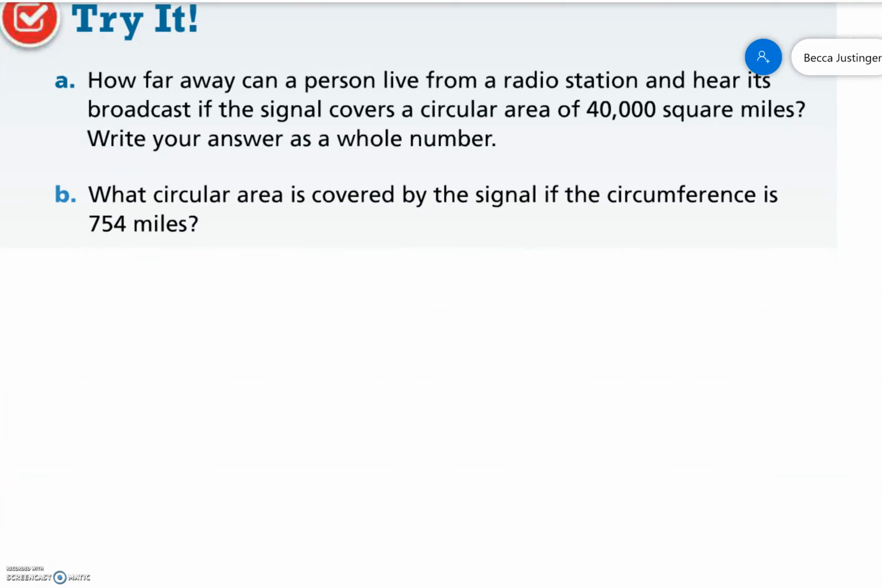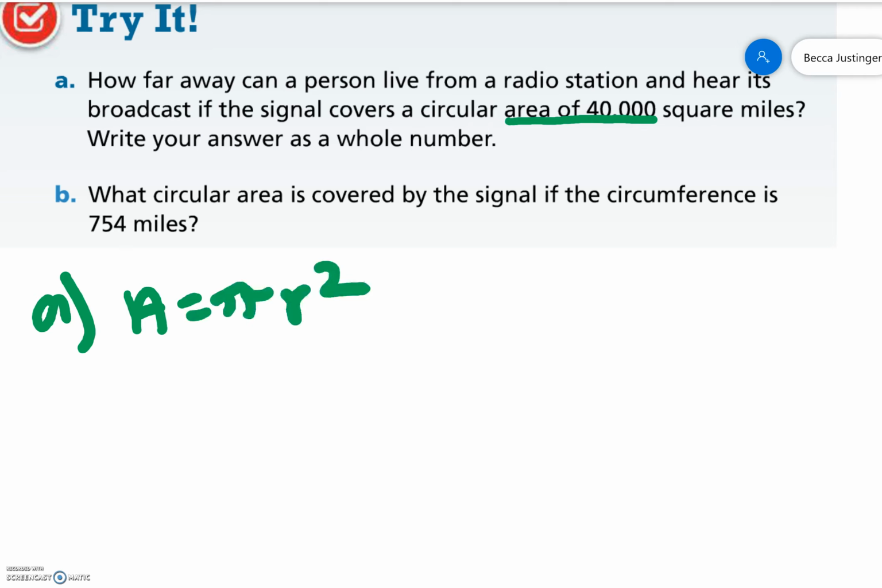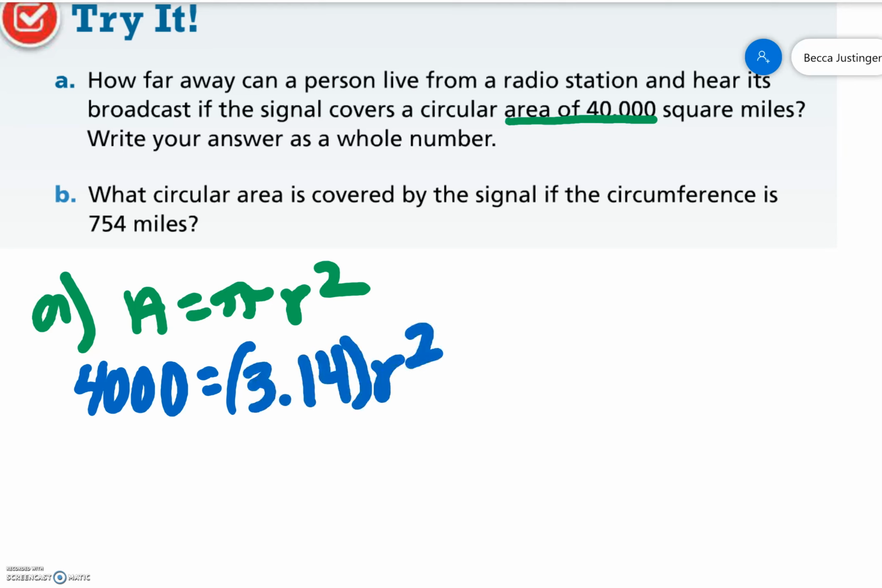A. How far can a person live from a radio station and hear its broadcast if the original signal covers an area of 40,000 square miles? Write your answer as a whole number. So we know that area equals pi r squared. So now we're going to plug in what we know. We know 4,000 equals, and we can choose what to use for pi. I like to use 3.14. We're trying to find r. So we need to get rid of the squared and the 3.14. First thing we do is divide by 3.14.